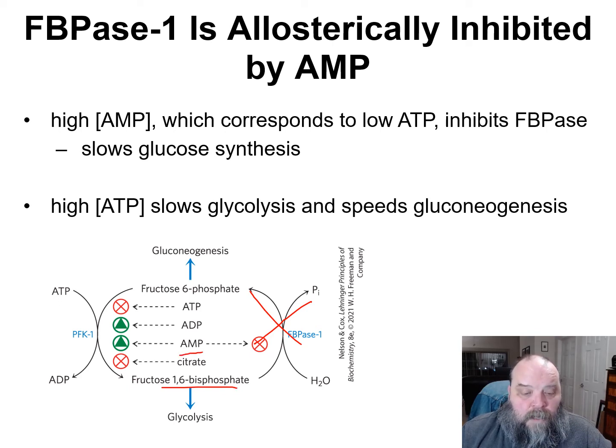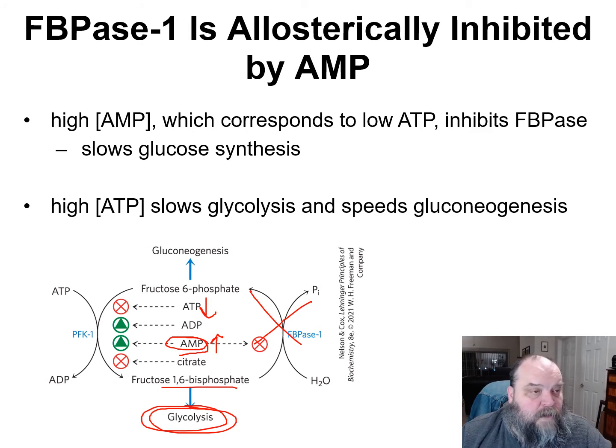No. If you have high levels of AMP, which means you have low ATP, then you want glycolysis to resume. You want fructose 1,6-bisphosphate to become G3P, to become pyruvate, and enter into the citric acid cycle and oxidative phosphorylation so you can get this back up.